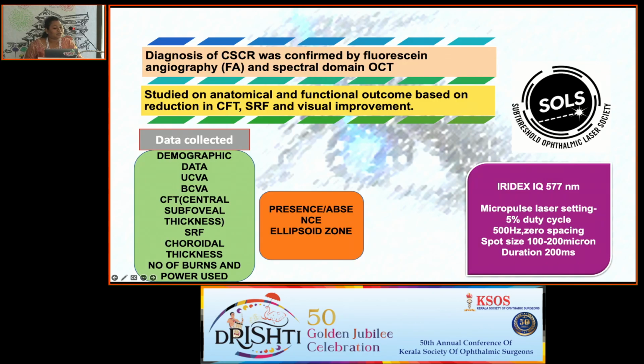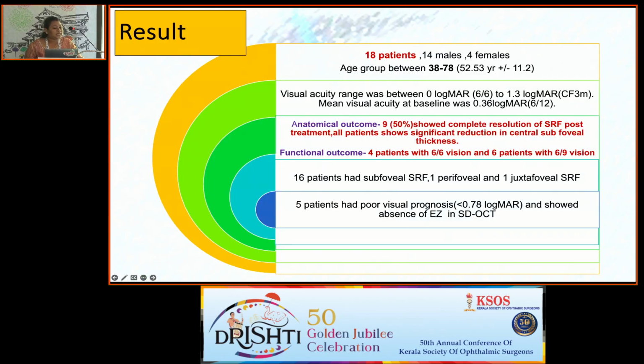In our institute, we are using IRIDEX IQ 577 nanometer, and the micropulse laser setting is 5% duty cycle, 500 Hz, zero spacing. Spot size is 100 to 200 micron, and duration is 200 microseconds. And the results are, out of 18 patients, 14 are males, 4 females. Age group is between 38 to 78. The visual acuity ranges from 6/6 to CF 3 meter.